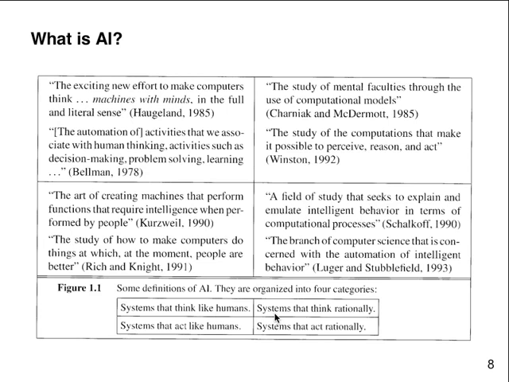So, exciting new efforts to make computers think, machines with minds. This is right around the 85, full literal sense. They think like humans. So each one of these 4 are quotes that go in from each one of the 4 categories. So if I were to ask you on an exam, what are the 4 categories that you can place AI into from a historical perspective, they would be these 4 different categories. They would be looking at systems that think like humans, act like humans, or they think rationally or act rationally.